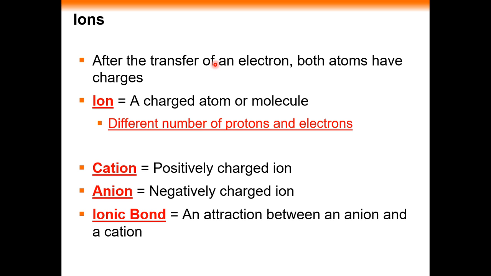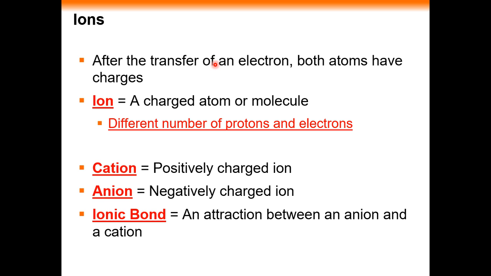So once you give up an electron, there's going to be a difference in charges. You gave up something negative. Now that atom has less negative, so it's positive. And the other atom, which was neutral before, accepted a negative electron. Now there's more negative in it, so it's actually a negative atom.